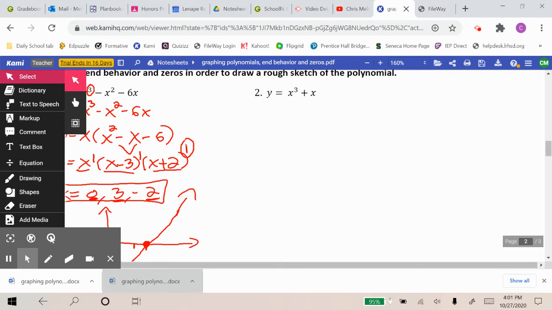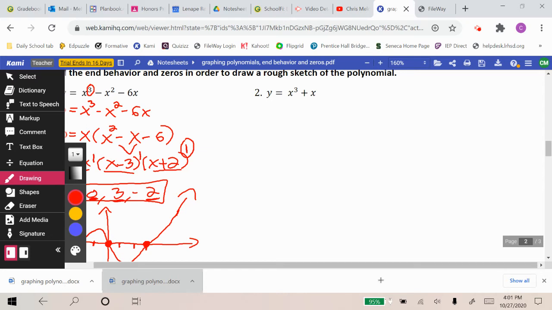All right. So if I were to do number 2 right now, I can first figure out the end behavior is actually going to be the same as the last one. It's just like the S curve. So to the left, it goes down, to the right, it goes up. And if I want to find the zeros, I set y equal to 0.